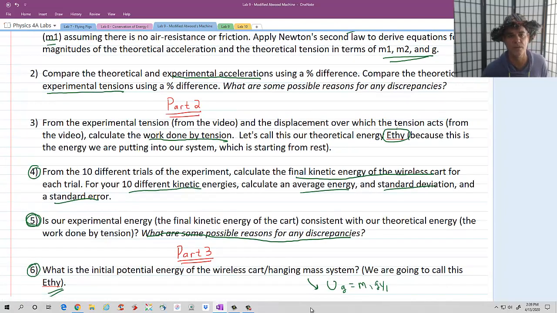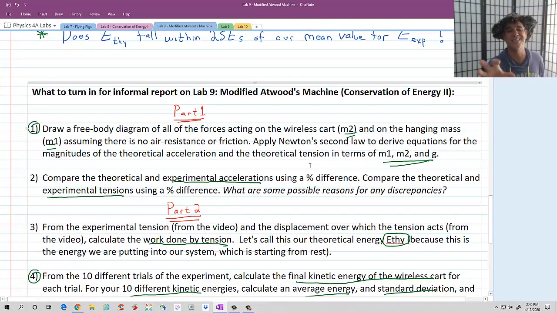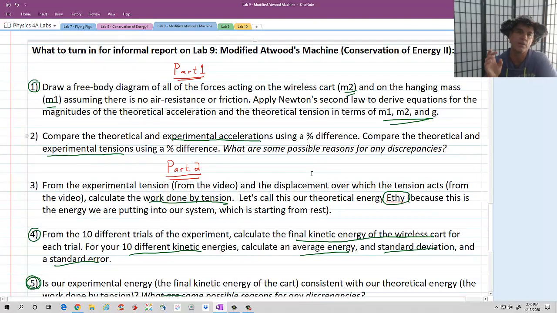So 3 parts, relatively simple. This is what I'd like to see turned in. Part 1, draw a free body diagram, solve for the acceleration and the tension theoretically in terms of M1, M2, and G, and then compare the theoretical tension to the experimental, theoretical acceleration to the experimental using a % difference.